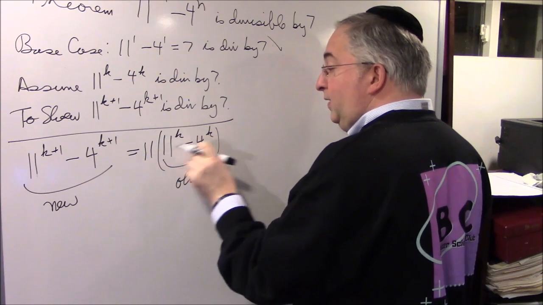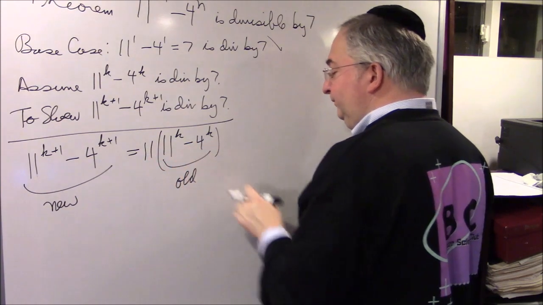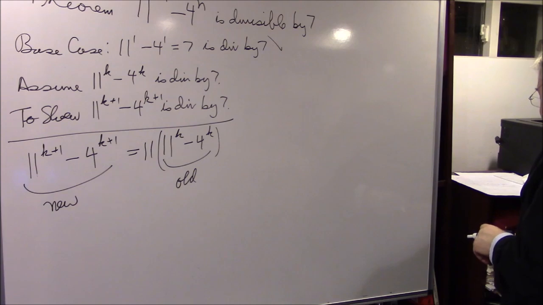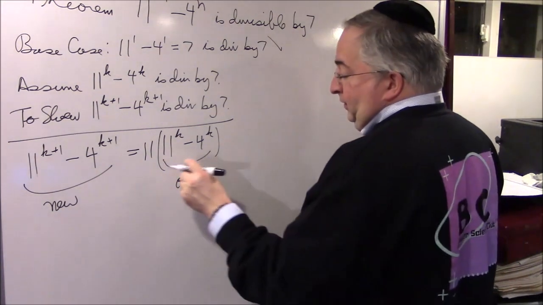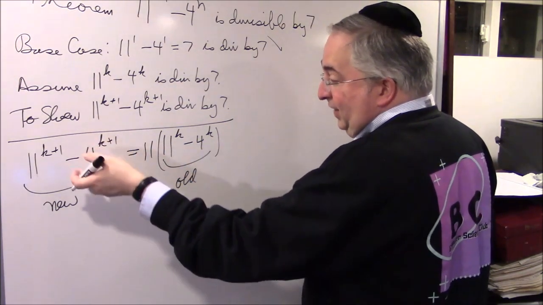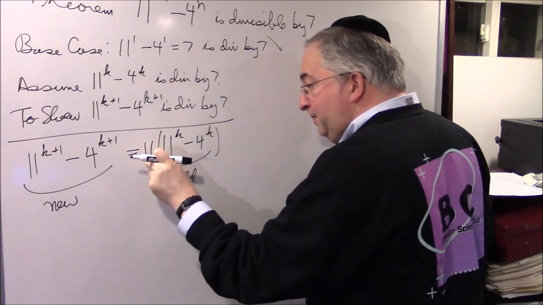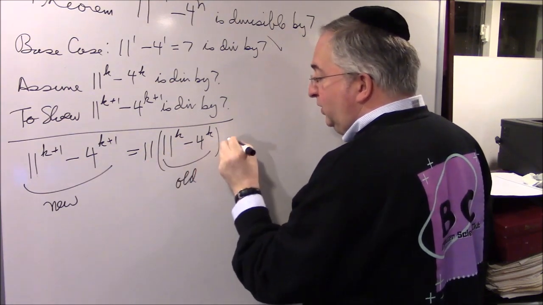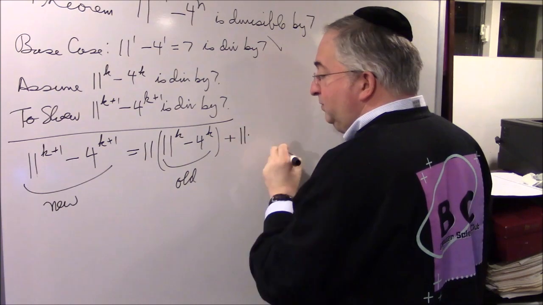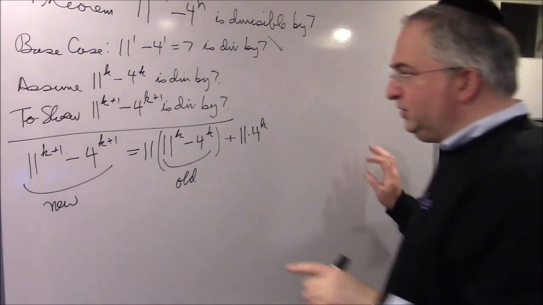Now, I have 11 times minus 4 to the k. I don't have that. What I do have is, so let's get rid of that. By multiplying by 11, I get 11 times minus 4 to the k. So add 11 times 4 to the k here. Let's work out what that's equal to.